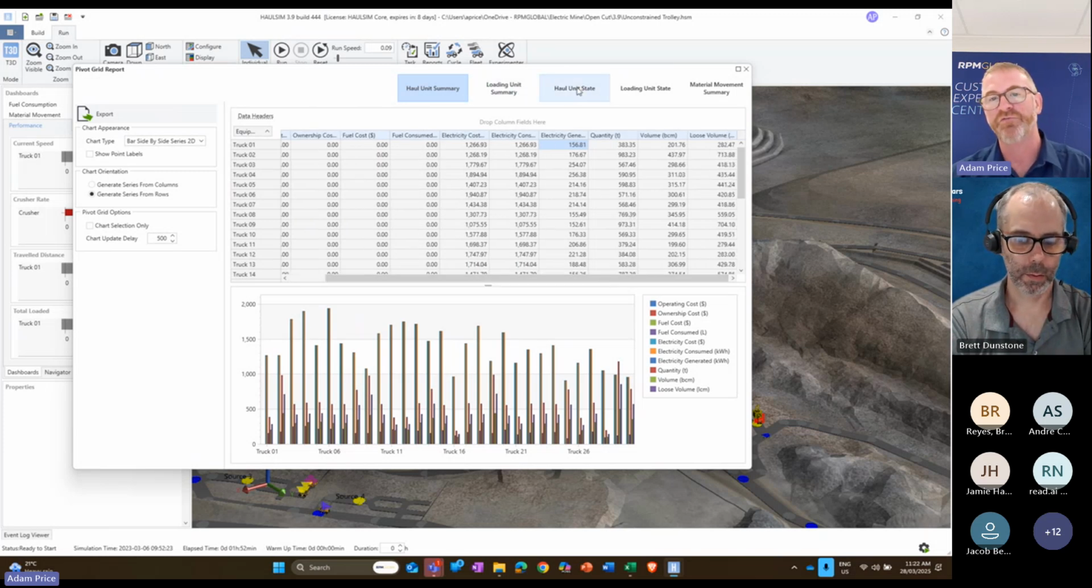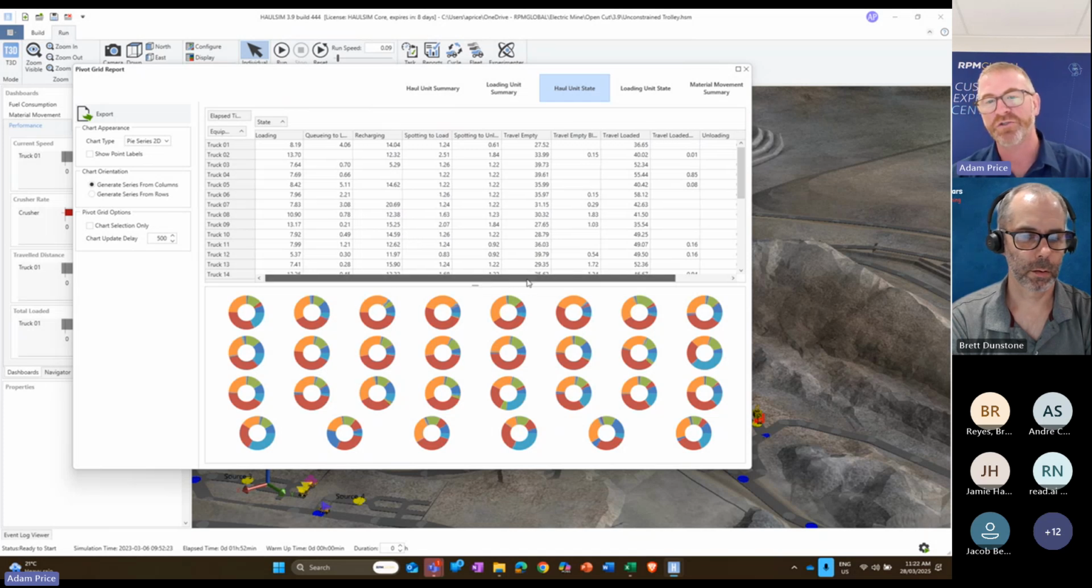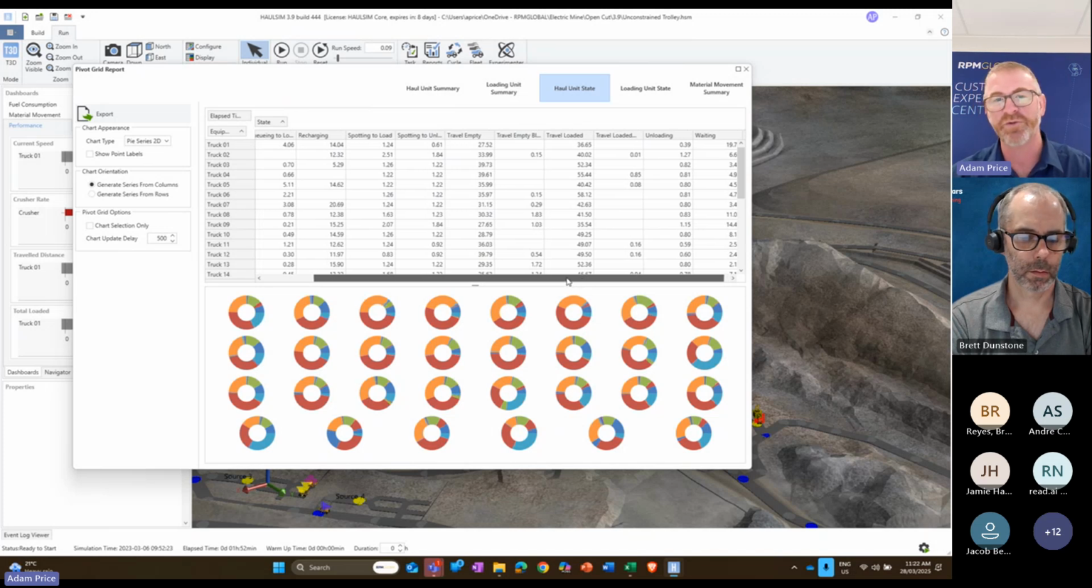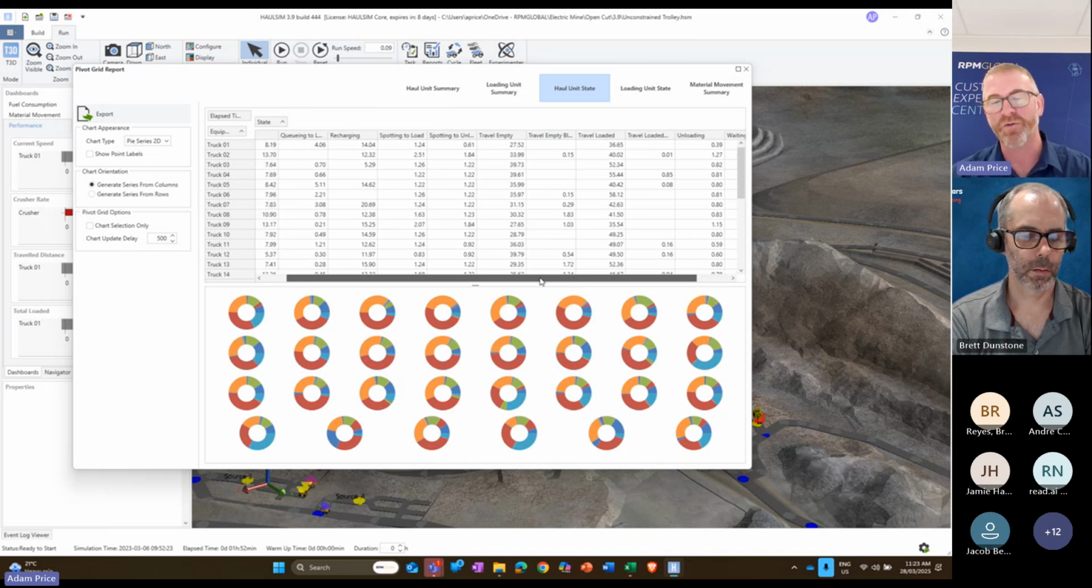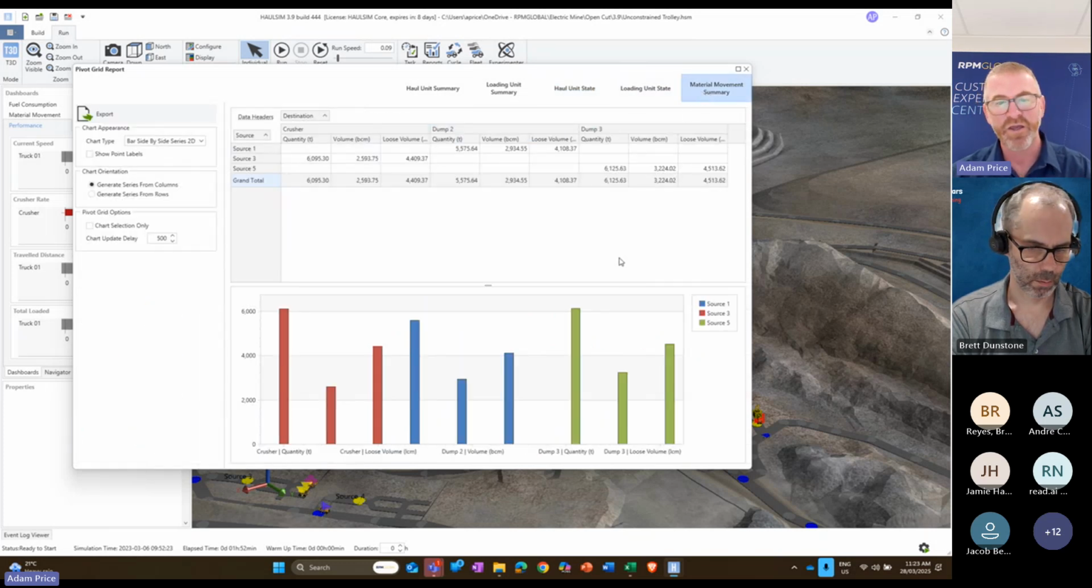We've got the same sort of thing for loading units. We can also see how much time trucks have spent recharging, as well as all of the other activities that they've been doing. So that gives you a sense of how much usable time there is for the simulation, and how much time they've spent doing other things. We can also see how much material's been moved around the place.